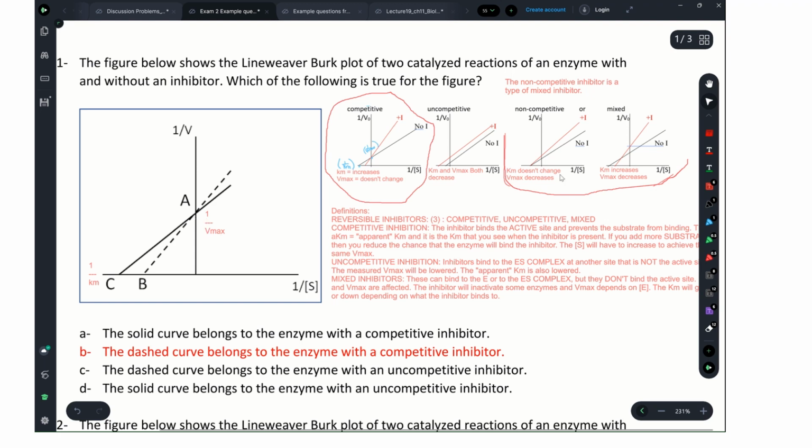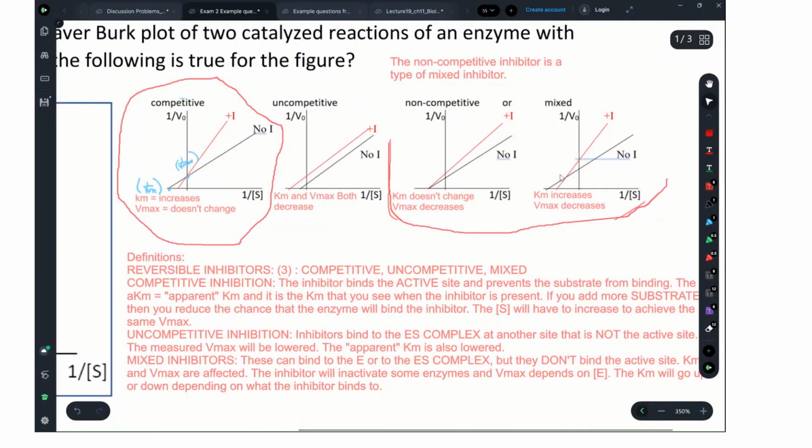And then from the lecture notes, I went ahead and copied and pasted the different types of inhibitors that you could have, along with some definitions. So there's really 3 types of inhibitors. We have competitive, we have uncompetitive, and we have mixed. Now this non-competitive inhibitor is actually a subtype of mixed inhibitor.